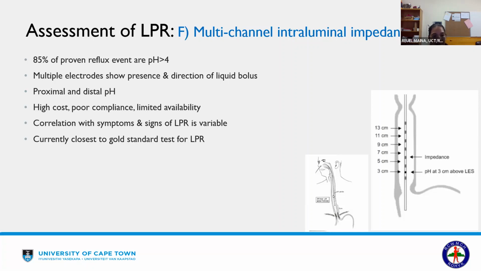This is a very expensive test. Once again, poor compliance of patients. As you can see, it's required to go into the nose, and it needs to sit there for 24 hours as the patient eats throughout the day. So most patients find this quite irritating, and unfortunately compliance is low. Also, because it's so expensive, there's limited availability of this.